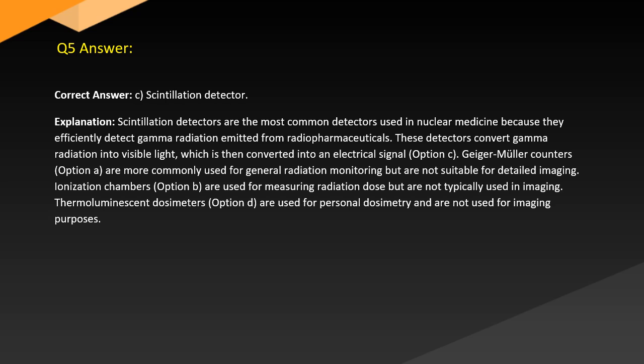detailed imaging. Ionization chambers, option B, are used for measuring radiation dose but are not typically used in imaging. Thermoluminescent dosimeters, option D, are used for personal dosimetry and are not used for imaging purposes.